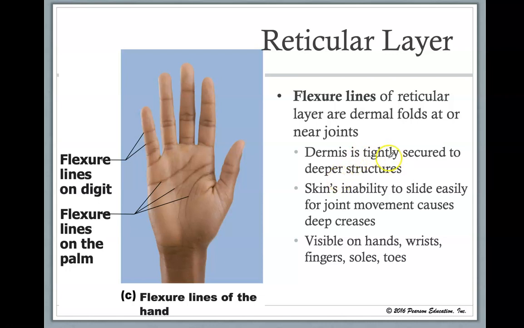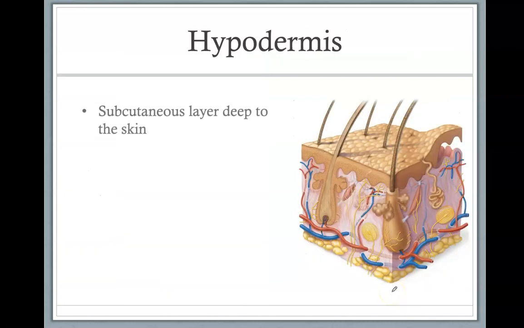And it helps to really anchor it as we use those joints, and it ends up giving us more mobility around those joints. The skin's inability, again, to slide easily for joint movement causes these deep creases, and again, really helps to hold the skin together so you're not gathering skin there. And again, you can see this on your hands, wrists, fingers, soles, and toes.